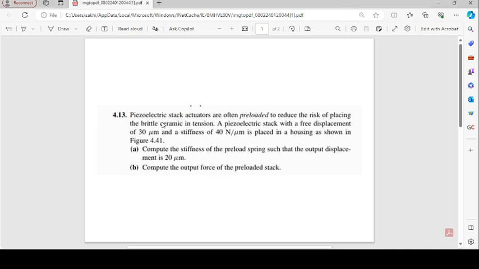So hello everyone. Today we have a very interesting problem of piezoelectric material. Basically, this is a problem from a smart material book in the subject of smart materials. So, what is our problem?